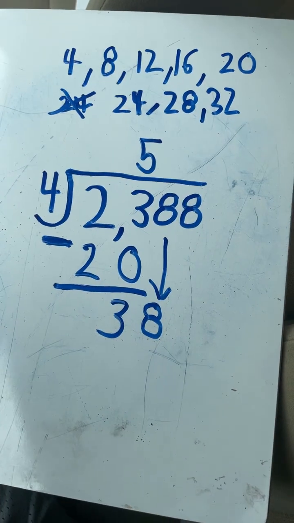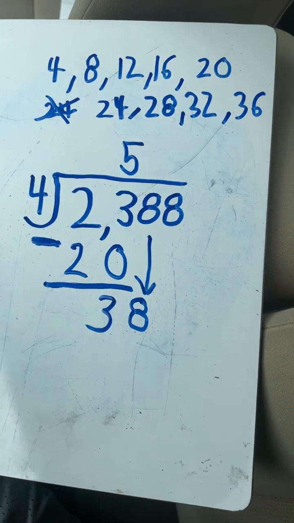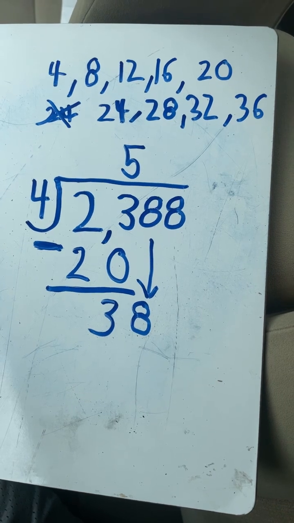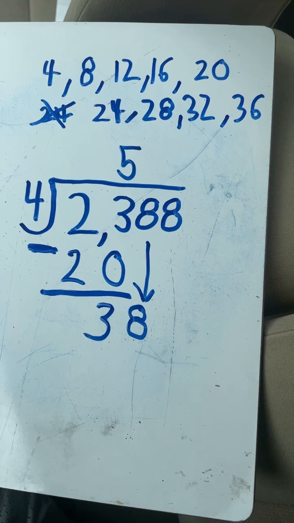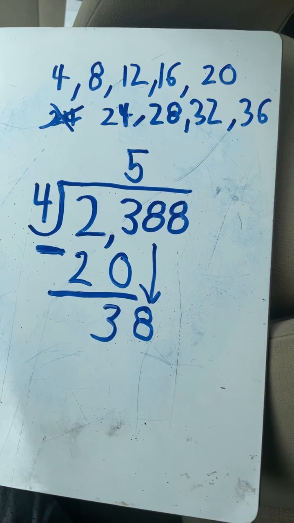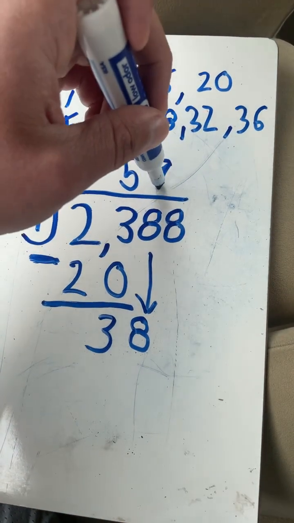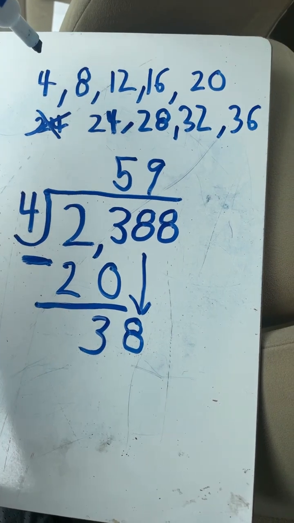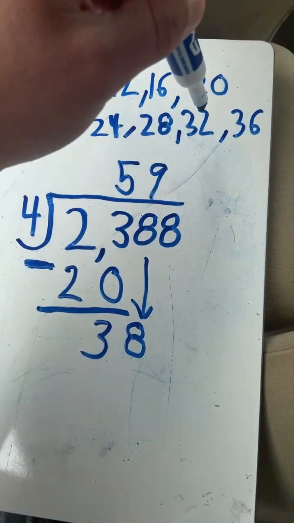32, 8 groups of 4. 36, 9 groups of 4. If I count by 4 again, I'll be past 38. So that's where we stop. 38 divided by 4 equals 9. Because when I counted, I was able to count by 4 9 times. 1, 2, 3, 4, 5, 6, 7, 8, 9.